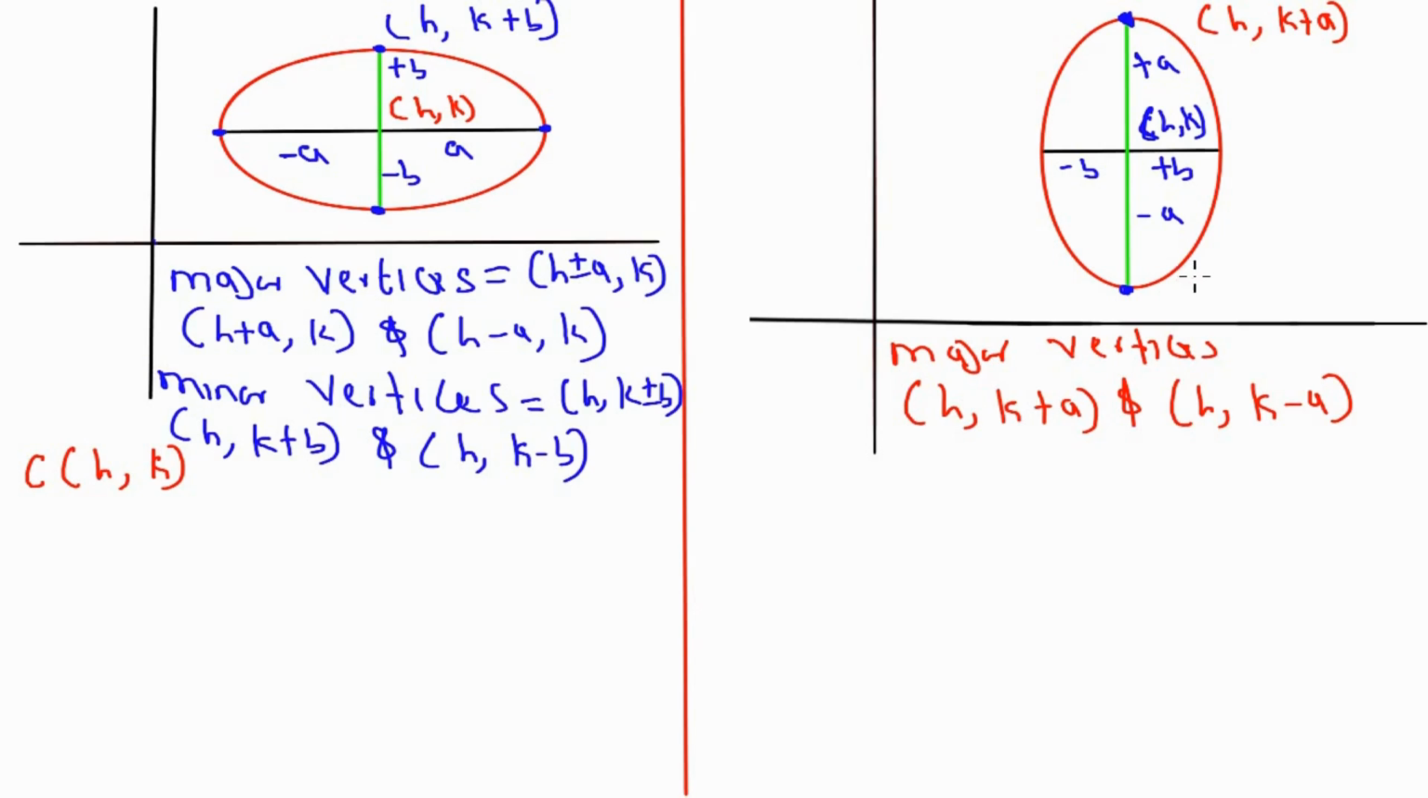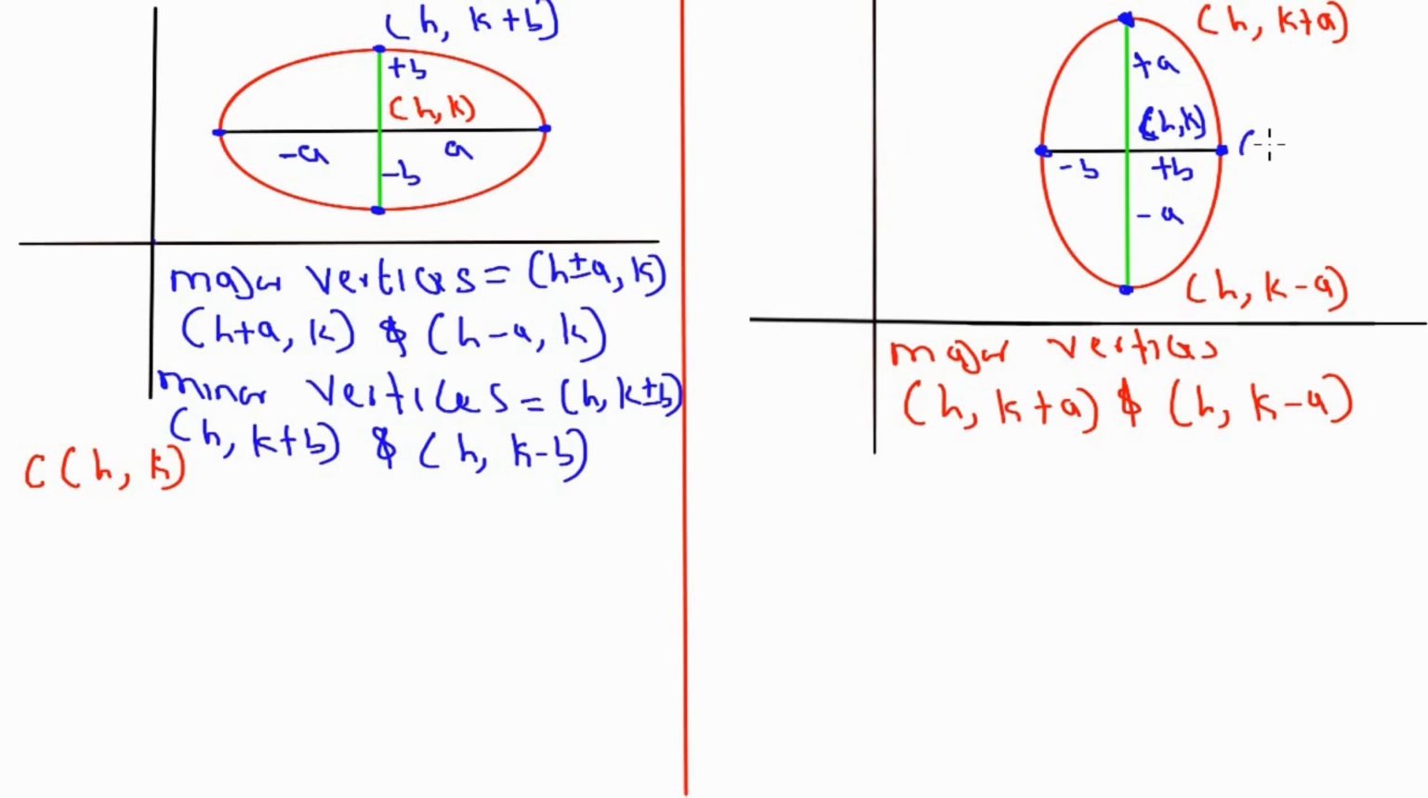Right now, let's do the minor vertices. Let's focus on the minor now. This is the first minor. This is the second minor. Now, from here to here, we said it's b. From the end point to the center of the ellipse, we said it's b. What we need is from here to here, but from here to here is h. Thank you. That will be h plus b.